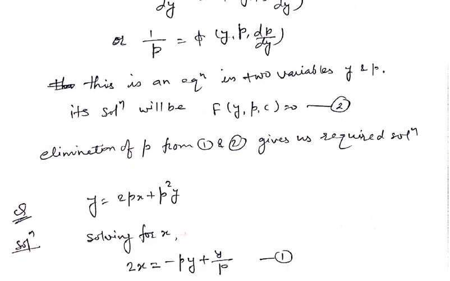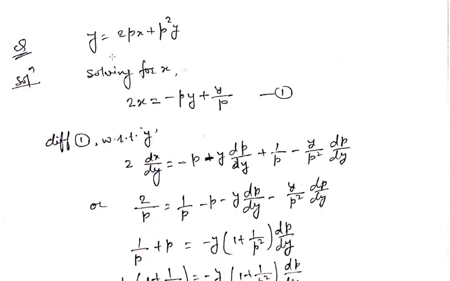Now let's try some problem. Here we have y equals 2px plus p square y. Here x appears in degree 1 only. So here we can apply this solvable for x method. So here we can find the value: 2x equals minus py plus y upon p.